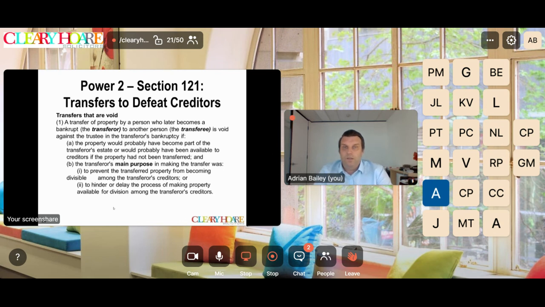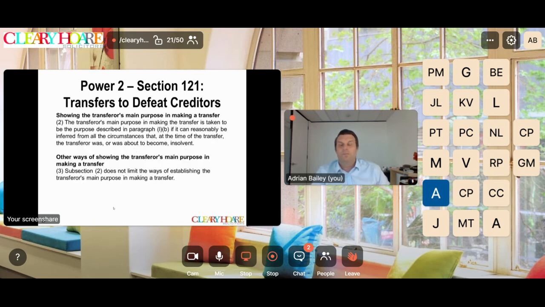The other provision within the Bankruptcy Act that we focus on is transfers to defeat creditors. So a transfer of property by a person who later becomes a bankrupt to another person is void if the property would have become part of the trustee's estate in bankruptcy, and the transferor's main purpose in making the transfer was to prevent the transferred property from becoming divisible among the creditors or to hinder or delay the process of making property available. Obviously, the key part of that is showing what your main purpose is in terms of defeating the creditors. Was your main purpose to defeat creditors?